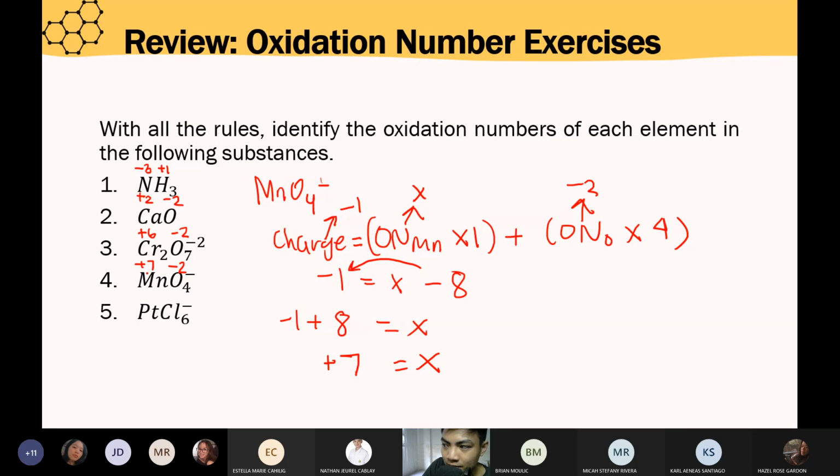7 times 1, 7. 2 times 4, 8. Kaso negative, so negative 8. Negative 8 plus 7, negative 1. Ayun. Okay? So, tama yung ginawa mo. Basically, ito lang din yan. Okay? So, kaya nga sabi ko, when you solve this correctly, you're confident na rin.